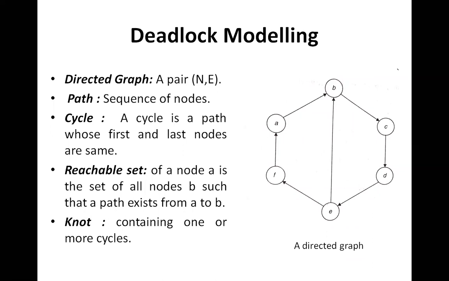Now, as far as deadlock modeling is concerned, a directed graph called the resource allocation graph is used for deadlock modeling. In this directed graph, all the nodes as well as the edges are partitioned into two types, resulting in different graph elements. And what are those graph elements?